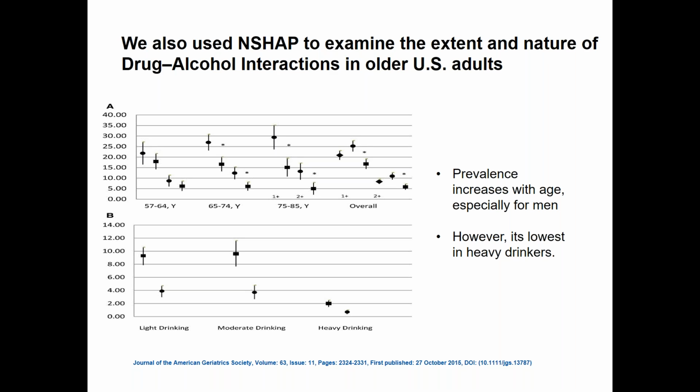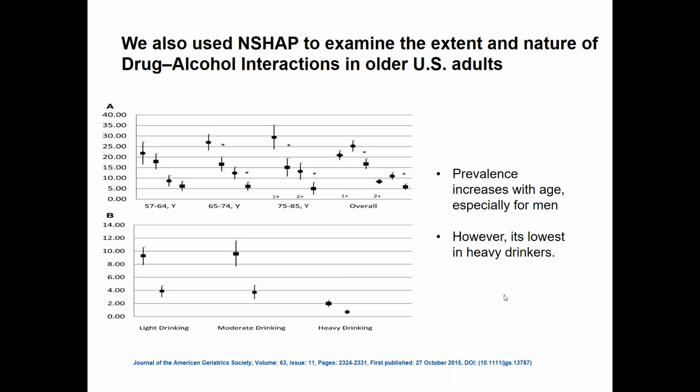So this is our analyses that were published that look at drug-alcohol interactions. And we defined regular drinkers as those that had consumed alcohol at least 1 day a week on a regular basis. This is based on just the measures that are used in general and in NSHAP. And we also stratified them by light, moderate, or heavy drinking, just in terms of the magnitude of the drinking behavior.